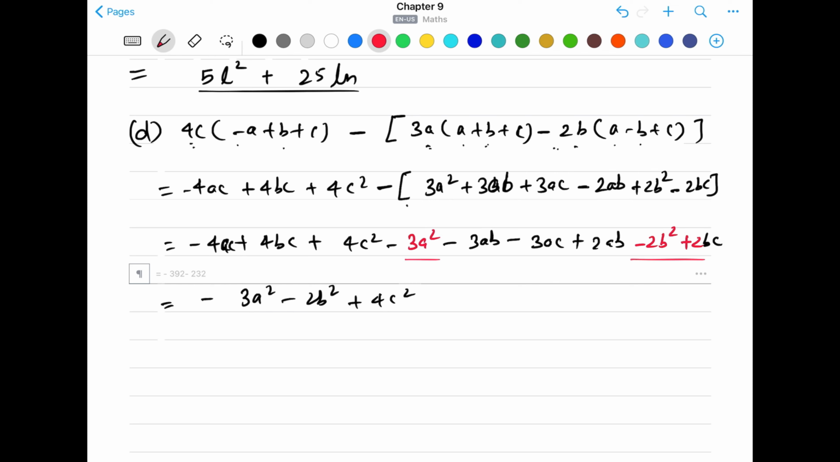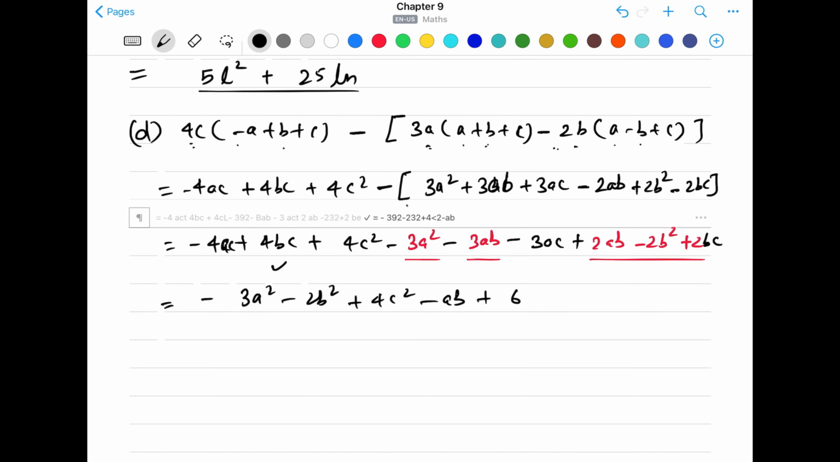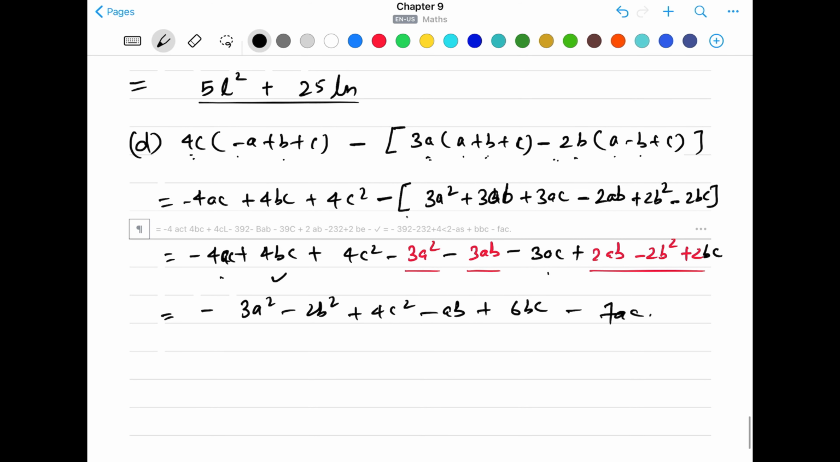Okay, after that we have this minus 3ab, and here also we have this plus 2ab. So minus 3ab and plus 2ab will give us minus ab. This 4bc and this 2bc will result as plus 6bc, and the remaining terms are this minus 4ac and minus 3ac, which will result as minus 7ac. Okay, so that's the answer of part D of question number 5.